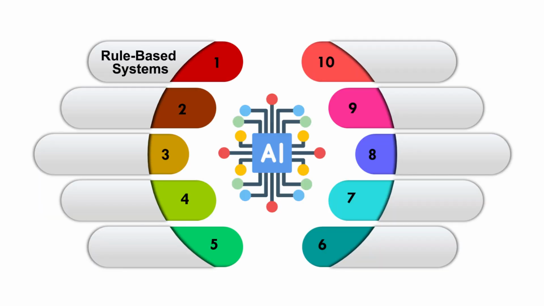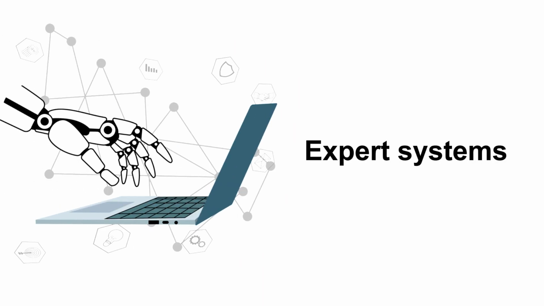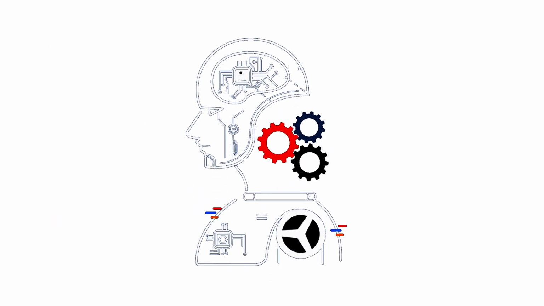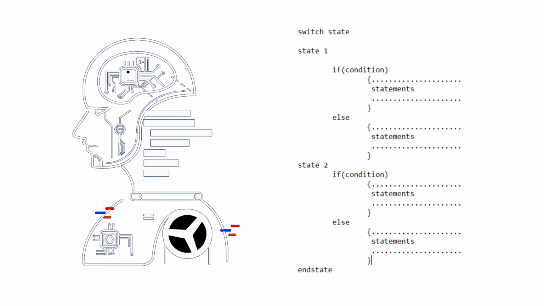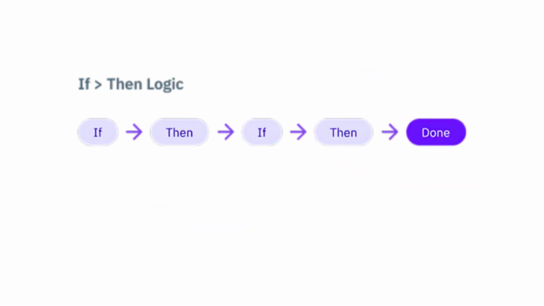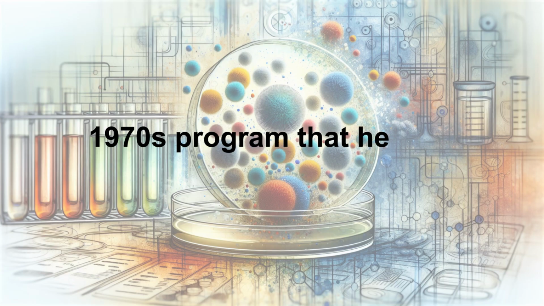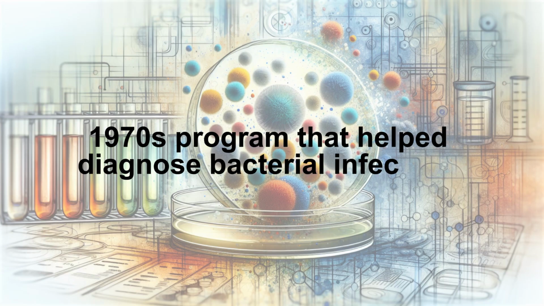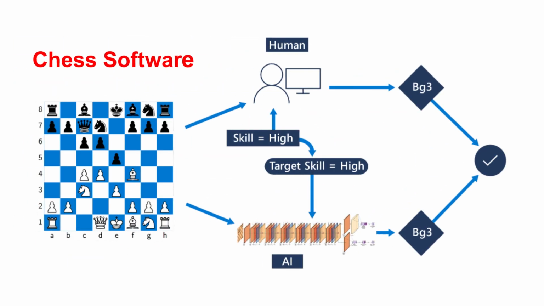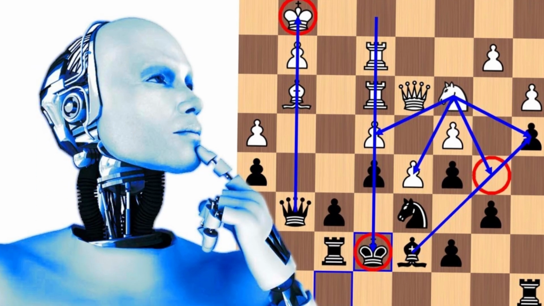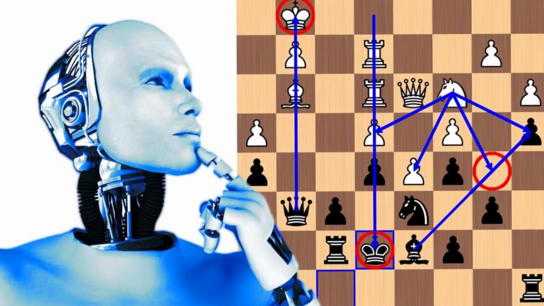Stage 1 was rule-based systems, also called expert systems. These weren't learning machines. They followed strict if-then logic. If condition A, then do action B. Nothing more, nothing less. One famous example was MYCIN, a 1970s program that helped diagnose bacterial infections. Another was early chess software, which relied on pre-coded strategies rather than genuine adaptation.